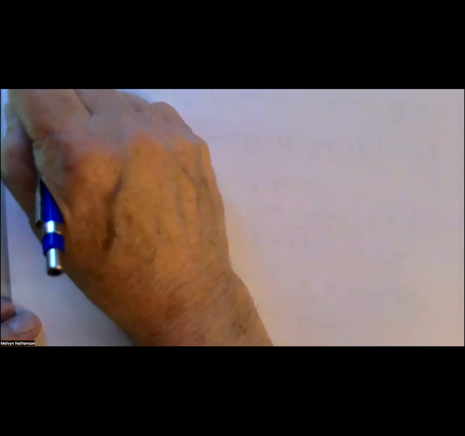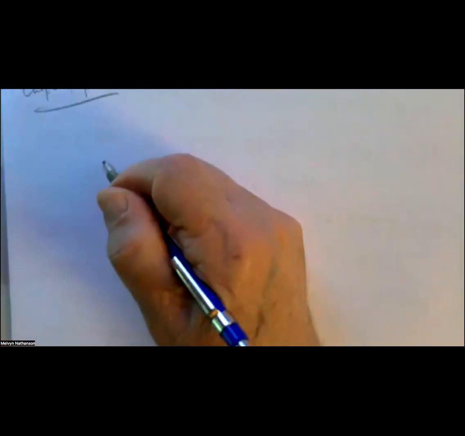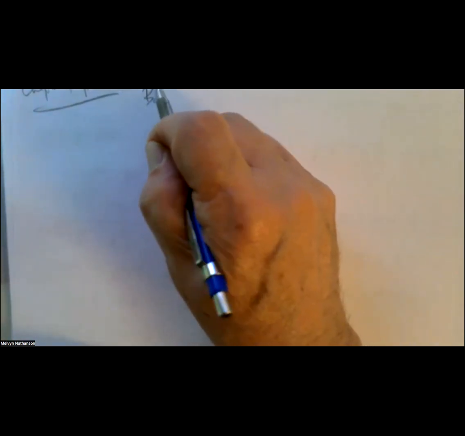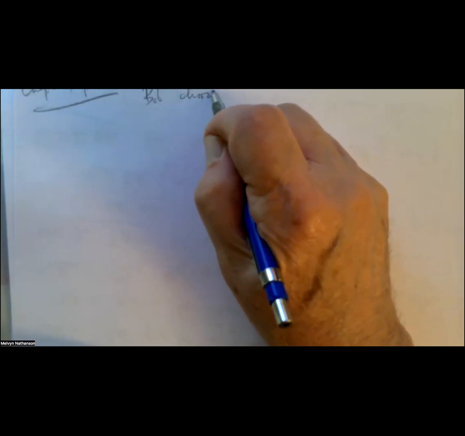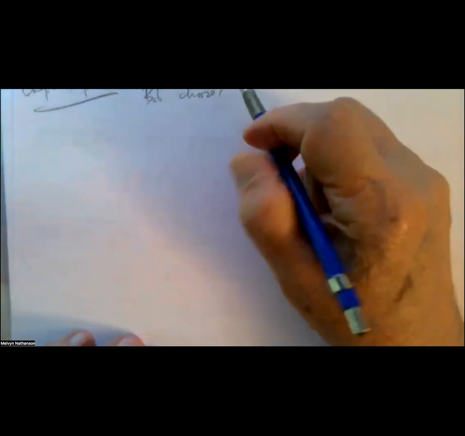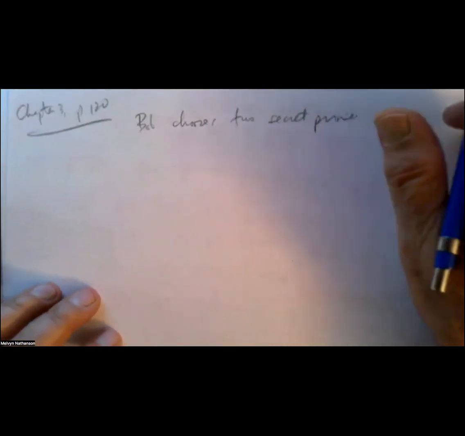Let's look at a small numerical example. And in the text, this is in chapter 3, page 120. So Bob chooses two secret primes, P and Q. Bob knows them and he doesn't tell anyone.